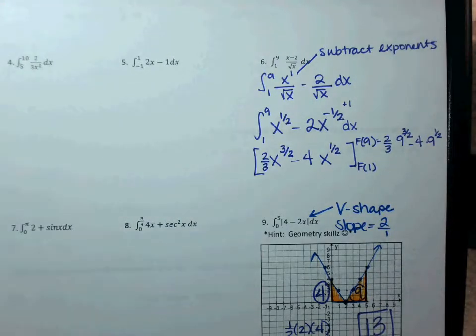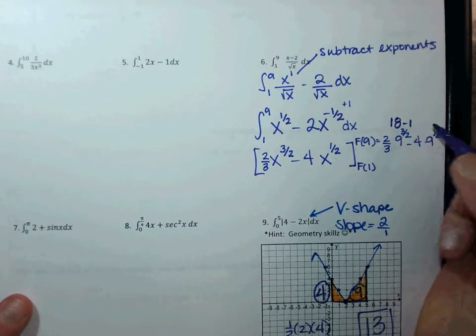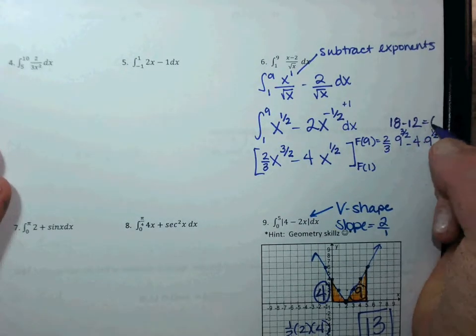Okay, and you could go in a different order if you need to. Okay, but that would have been 18 minus. Okay, then on my second one, what's the square root of 9 here? 3 times 4? 12. And what is 18 minus 12?